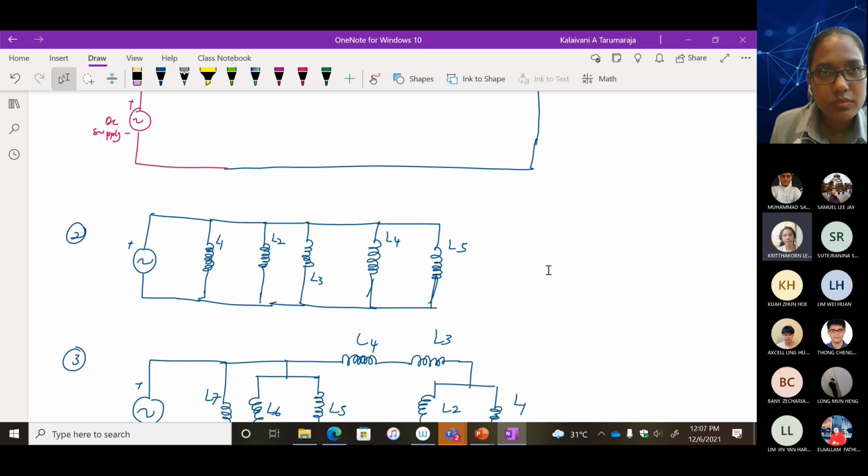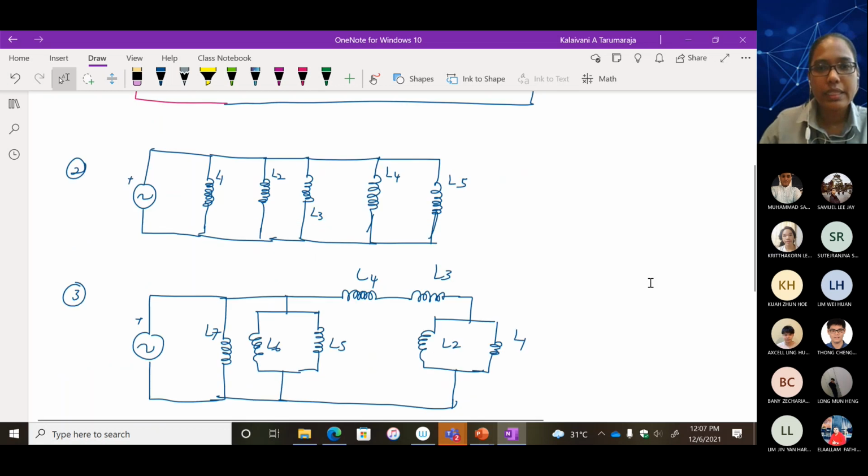1 over L1 plus 1 over L2 plus 1 over L3 plus 1 over L4 plus 1 over L5. So the one you say as total, do we have LT equal to 1 over L1, or 1 over LT equal to 1 over L1? Which one? 1 over LT equals 1 over L1 plus 1 over L2 plus. Okay, thank you for your answer.